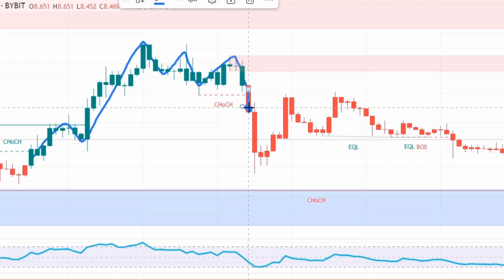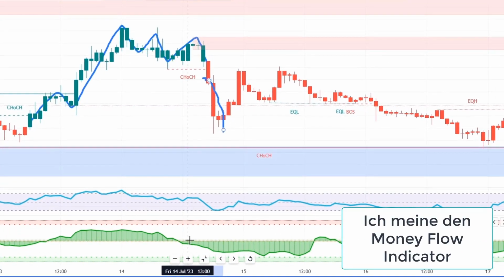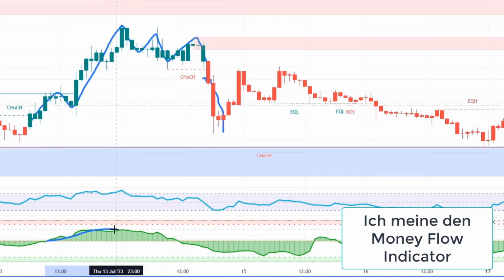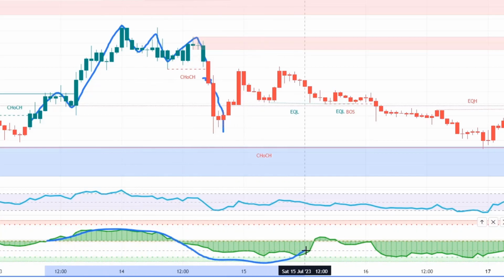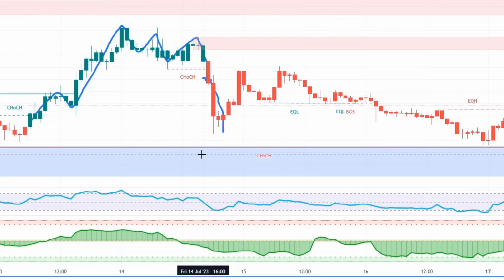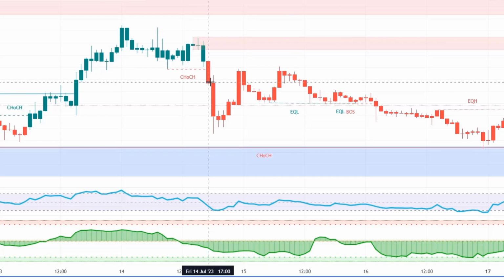You could of course say, I enter every change of character immediately, then the money flow indicator comes in, which confirms to you, could you, should you, whatever. Because the money flow indicator immediately shows, now money is flowing into the market, look what is at the top of the chart, and now money is flowing out of the market, and look what is at the bottom of the chart, and that is very, very interesting. That way you filter out false signals.